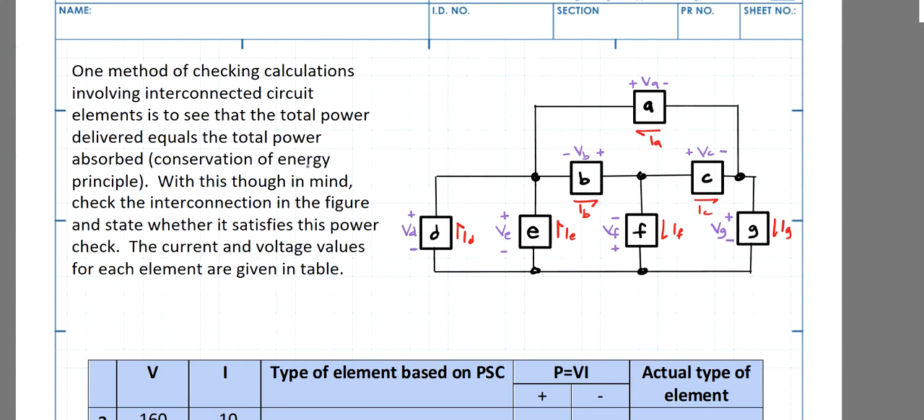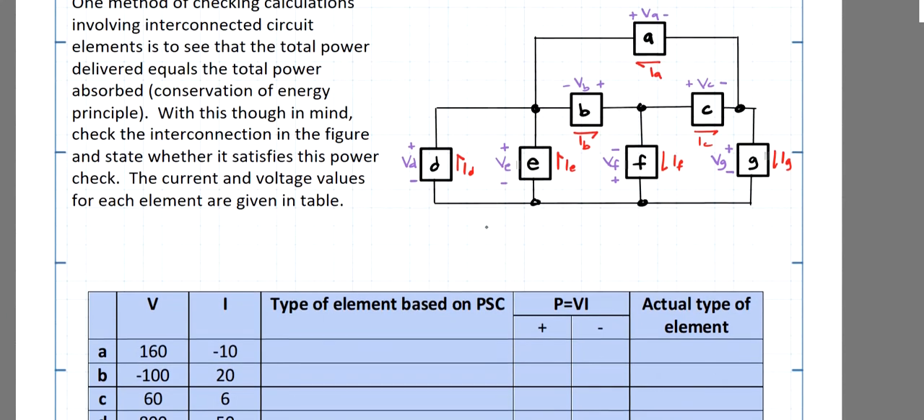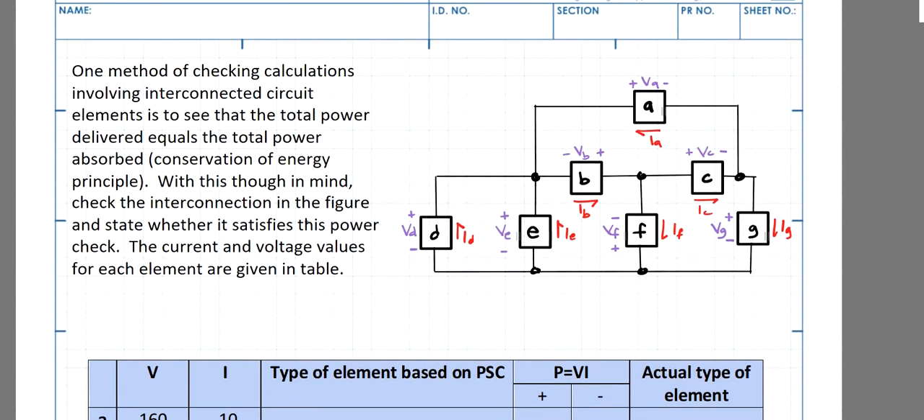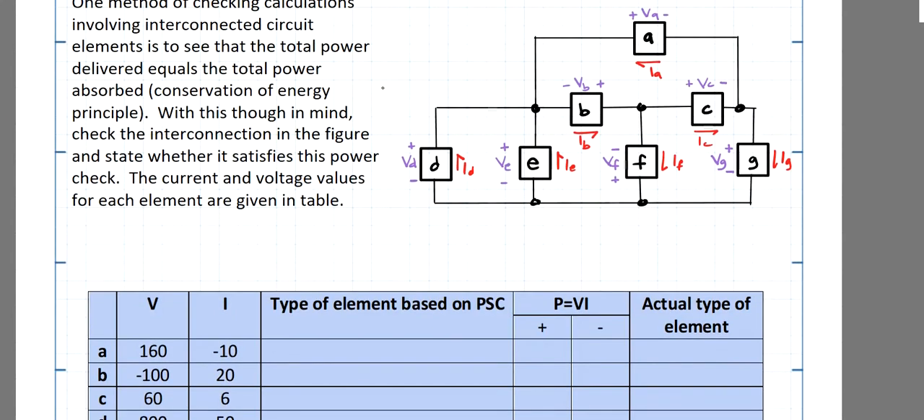through this conservation of energy principle, that the power produced must be equal to the power consumed, right? So it says here that one method of checking calculations involving interconnected circuit elements is to see that the total power delivered equals the total power absorbed. So that's the conservation of energy principle. With this thought in mind, check the interconnection in the figure and state whether it satisfies this power check.